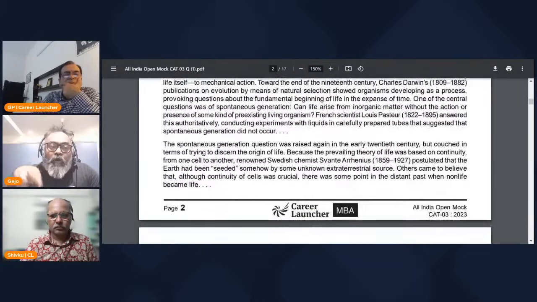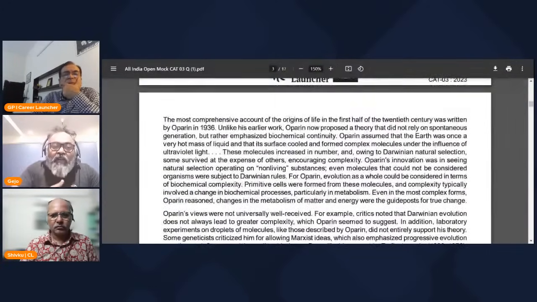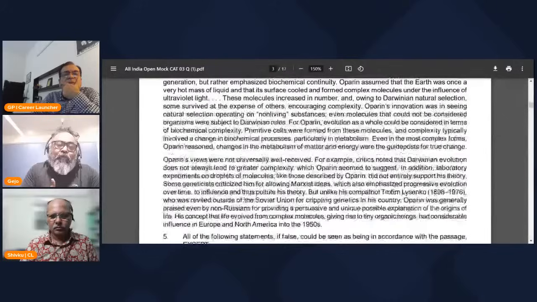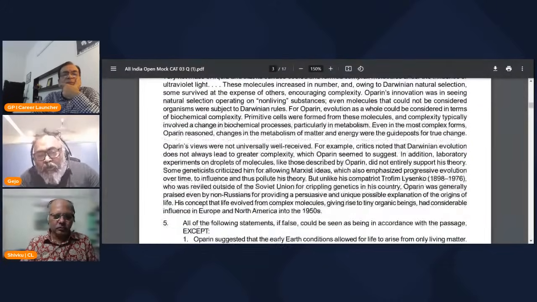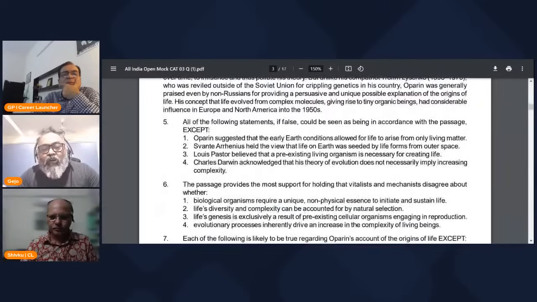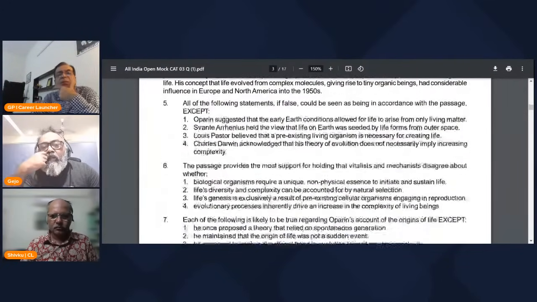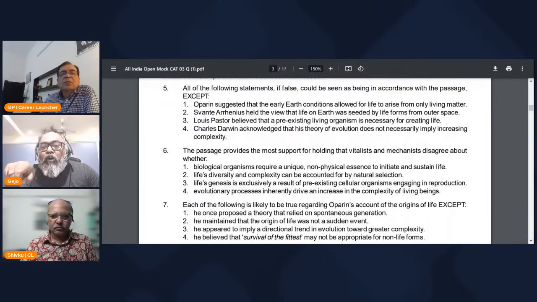So what probably would have happened with the students is that this particular passage did not have any argument. It's sort of a yarn that is given. This was also taken from another encyclopedia. I think everybody had a problem with question number 5: all of the following statements, if false, could be seen as in accordance with the passage except.